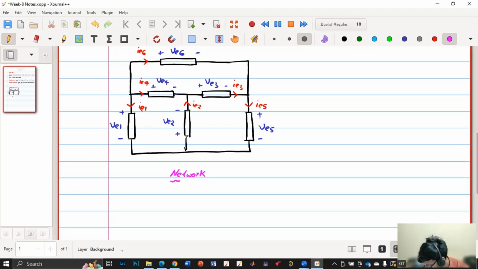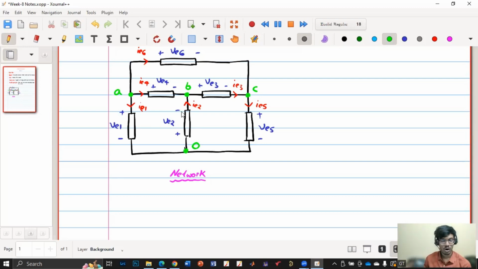Now, in order to get a graph, first we need to identify the nodes. What is a node? A node is a junction with three or more branches. So from here, we can identify this is one node, this is another node, because here three, here also three, and here also three. So let us name this as A node, this is B node, this is C node, and this is O node. O node is like a reference.